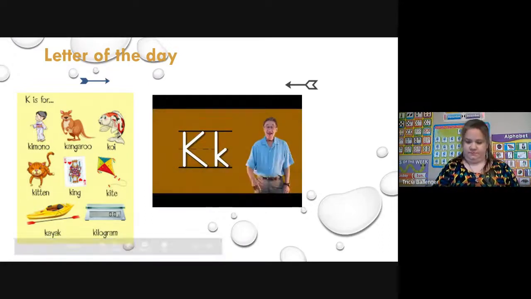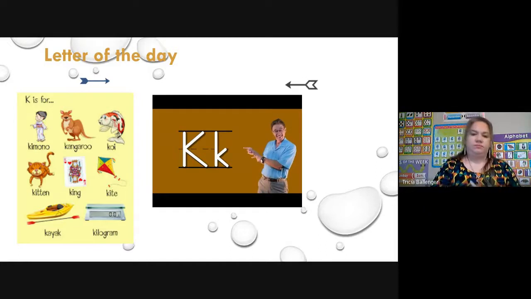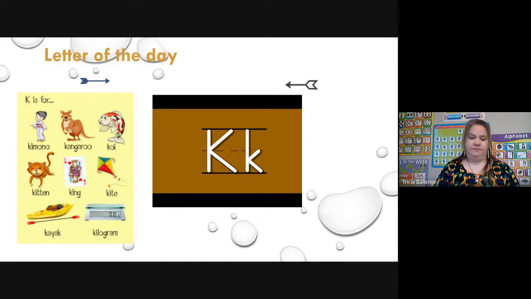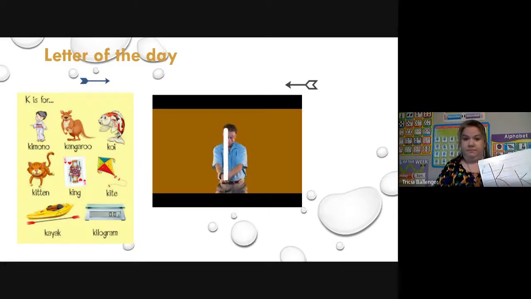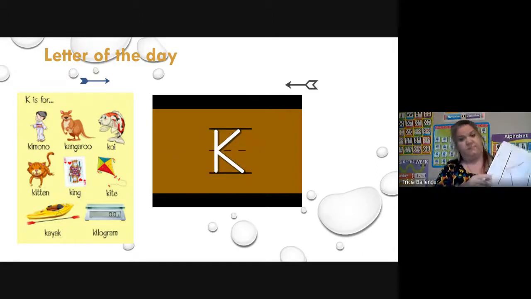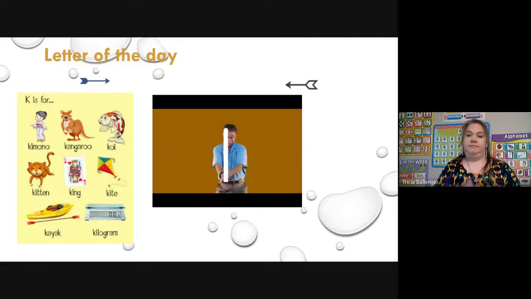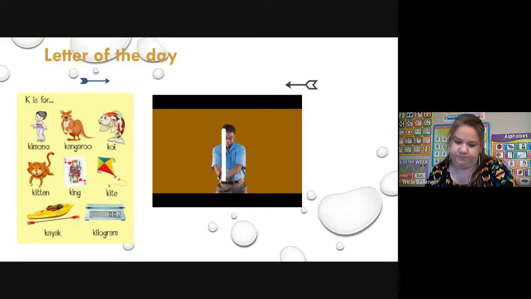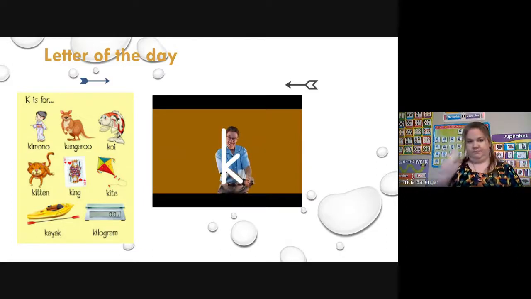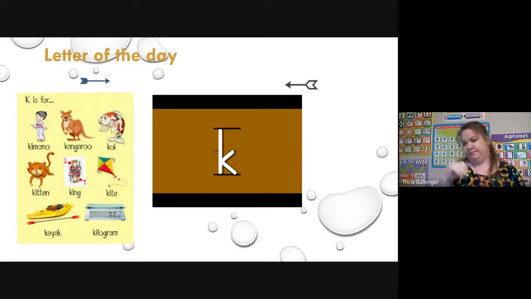Let's learn about the letter K. K is a letter. K is a letter. K is a letter. K is a letter in the alphabet. This is an uppercase K. Write it in the air like this. This is an uppercase K. Write it in the air like this. This is a lowercase K. Write it in the air like this. This is a lowercase K. Write it in the air like this.